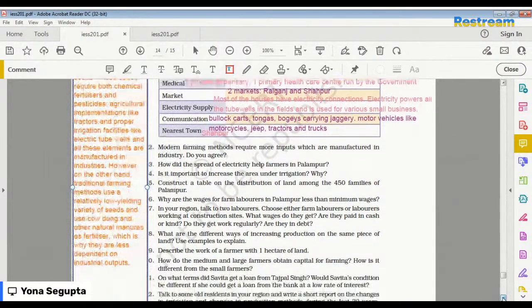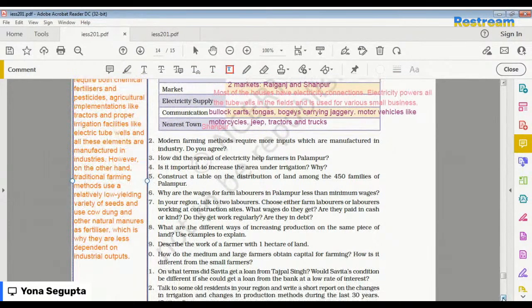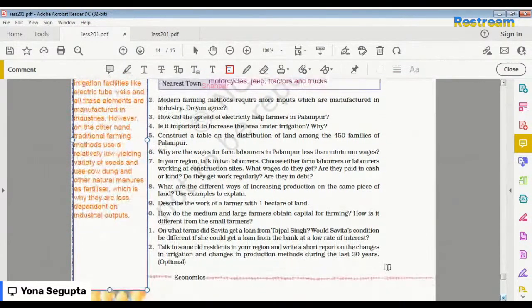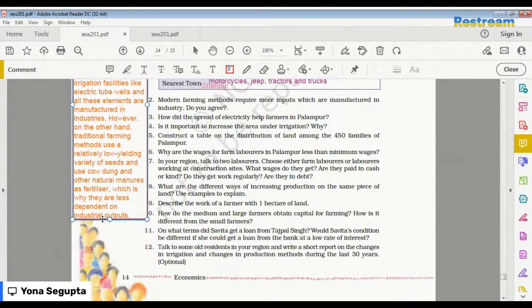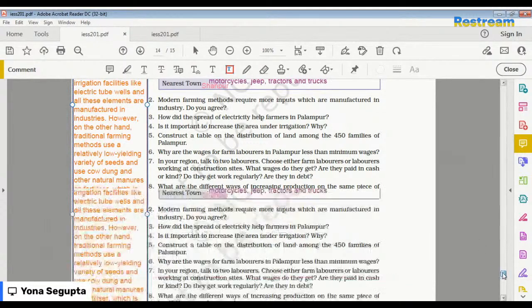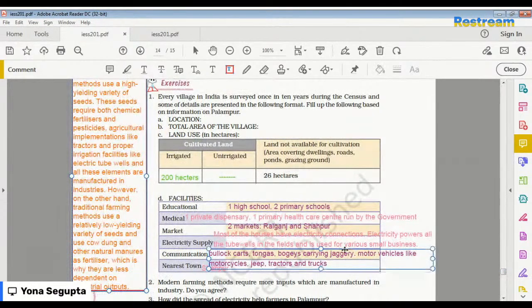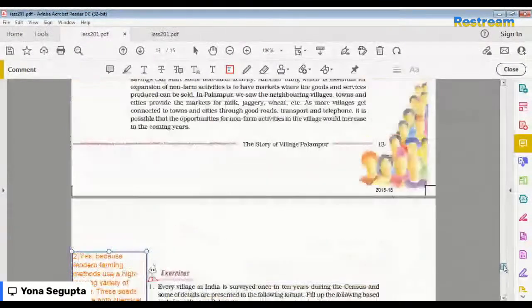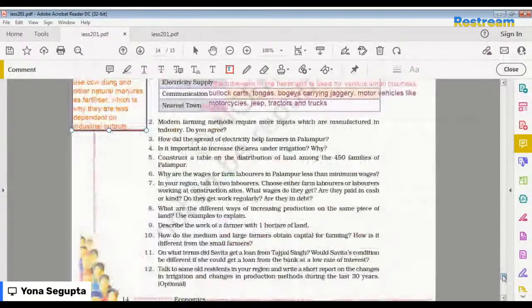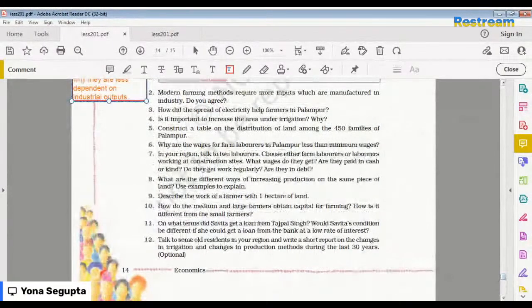Okay. Next question. So this is the answer of the question. Next question is, how does the spread of electricity help? I'm putting it a little higher because I don't have place here. I need to write more questions too. Next is number three. Okay, so the question: in Palampur, how does the spread of electricity help?